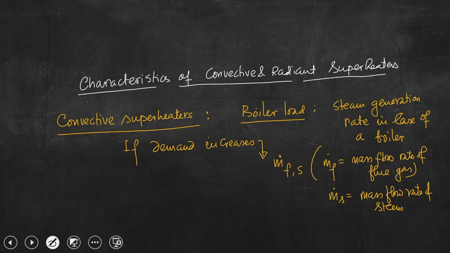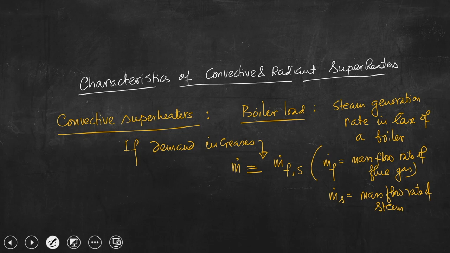If you need to have higher amount of m dot s, we need to have higher amount of feed water, and to convert that higher amount of feed water into steam, we should have a high mass flow rate of the flue gas. So now the question is, if m dot f is increasing and m dot s is increasing, what would be the consequence?